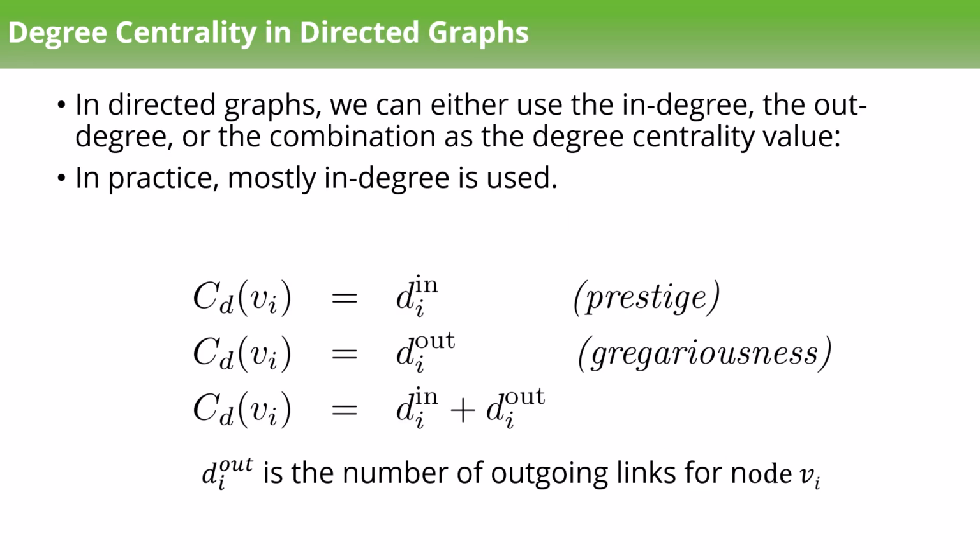Now degree centrality in directed graphs. For example, A connects to B means A is pointing to or following B. There are two important measures, in-degree and out-degree. In-degree plus out-degree is the combination, but in-degree is mostly used in practice. The out-degree tells us how many links are going out from a node. A connects to B, C, D. Therefore, the out-degree of A equals 3, which means A has 3 outgoing links.